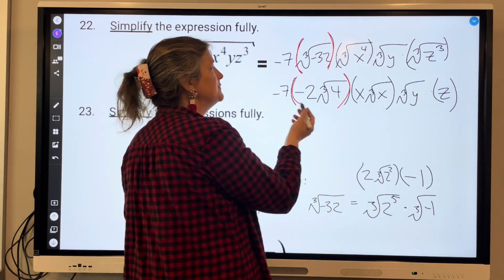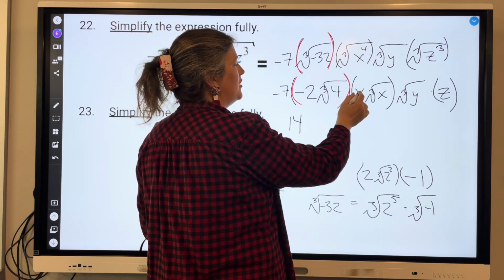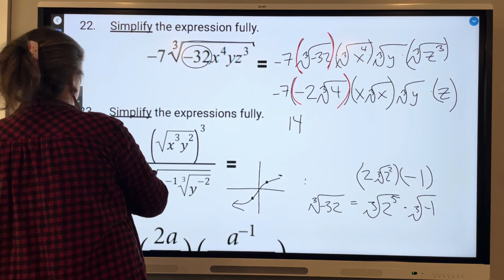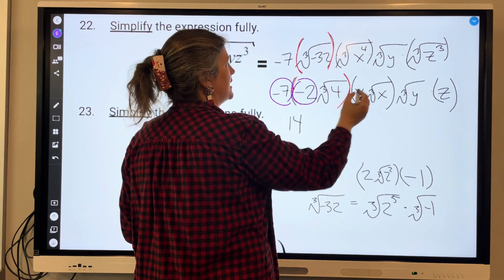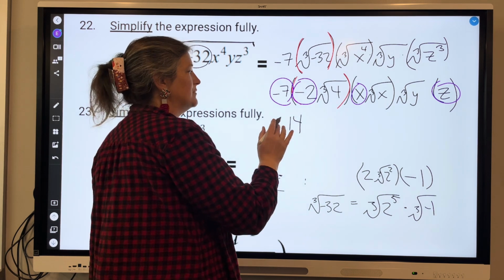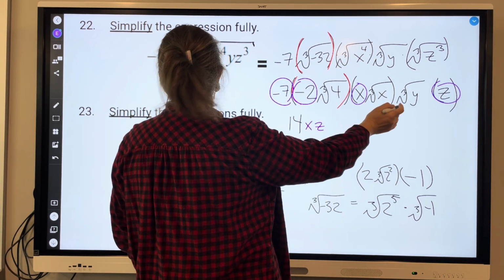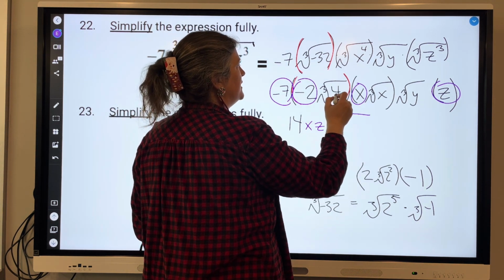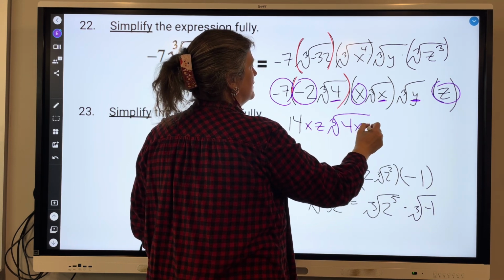So now I need to be able to see all the individual pieces. Negative 7 times negative 2 is a positive 14. I'm going to grab all the pieces that are outside my radical. Let me do it in purple. So this is outside, this is outside, this is outside, and this is outside. All of those are outside my radical. So 14xz, yeah? And then my cube root, everything inside, 4xy.